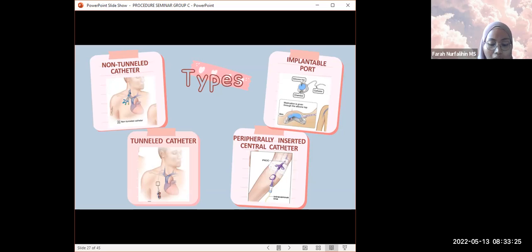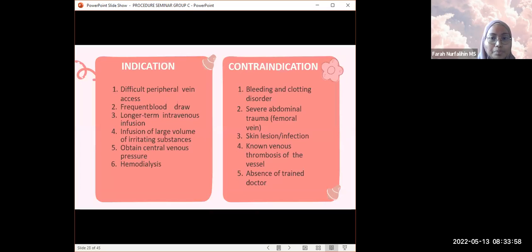Implantable ports are most useful for children requiring intermittent venous access over a long period of time, such as chronic disease with exacerbation like cystic fibrosis. It requires less maintenance and the patient is allowed to bathe and swim. Lastly, a peripherally inserted central catheter or PICC can be left in place for weeks or months at a time. So it is used in patients who need an extended course of medication such as chemotherapy.